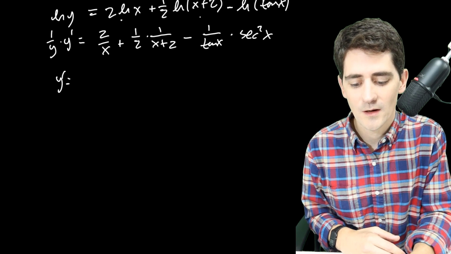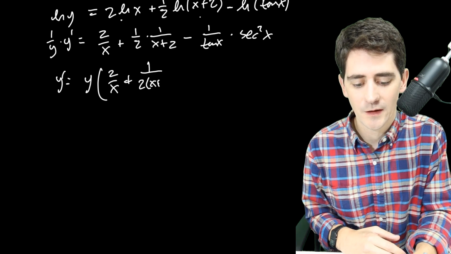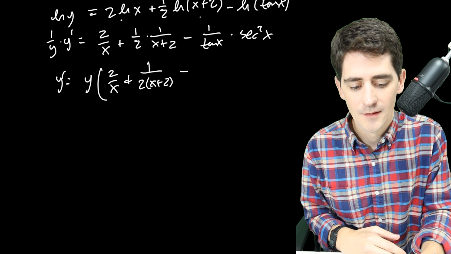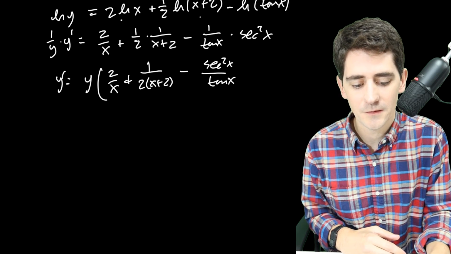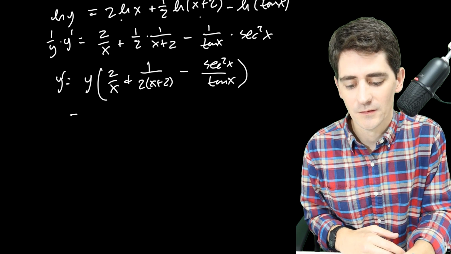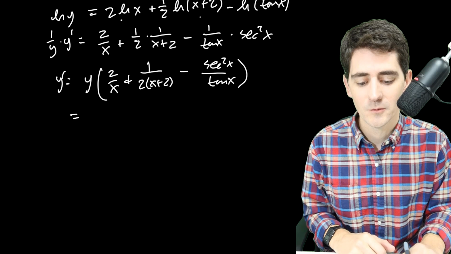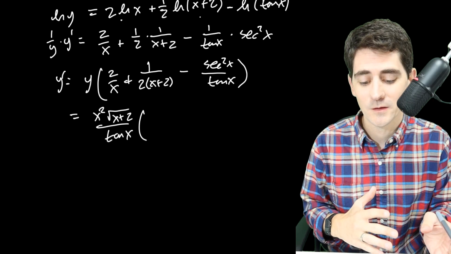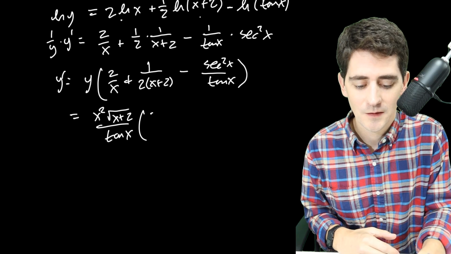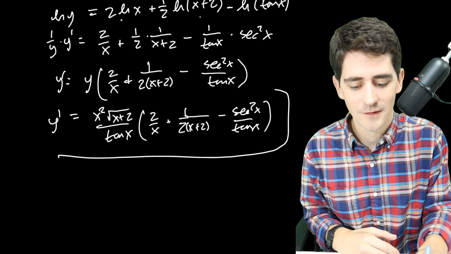So now y prime equals y times all of this. And I'm going to write this as 2 times x plus 2 in the denominator, minus secant squared x over tangent x, which we could definitely simplify if we wanted to. I'll just leave it like that though. And now all I have to do is replace y with what I started with, the x squared times square root of x plus 2 over tangent x times all of this. Alright, so there's my derivative.